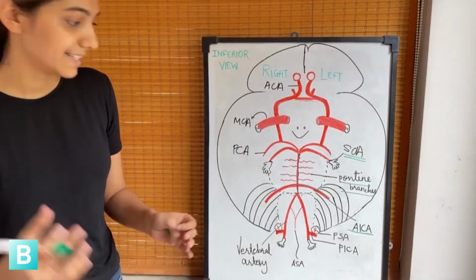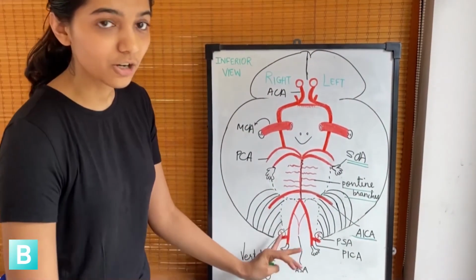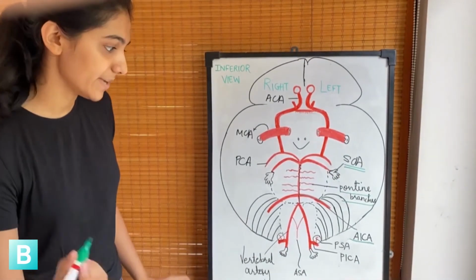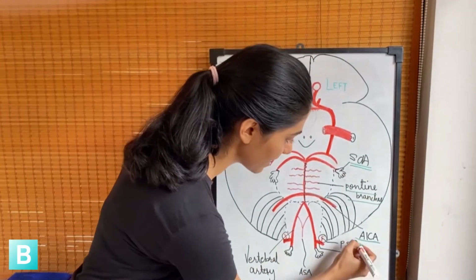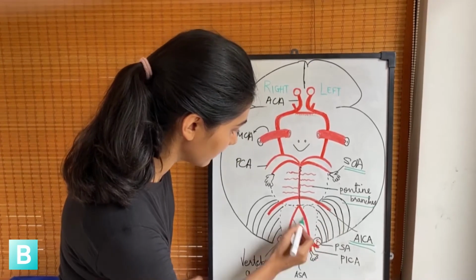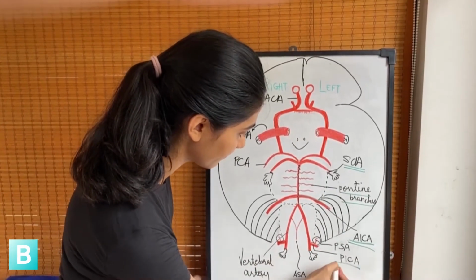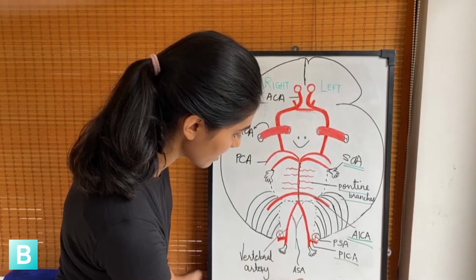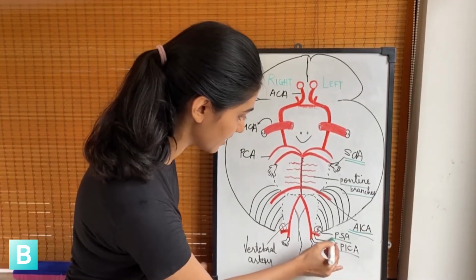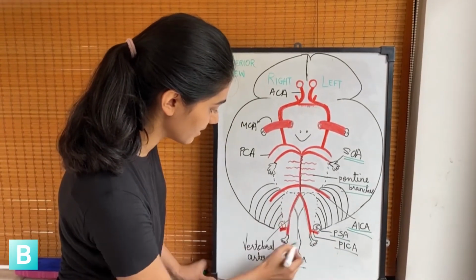Now all the arteries that lie over the medulla and the vertebral column are the arteries that supply the medulla. These are the AICA again, the PICA, the anterior spinal artery, the posterior spinal artery, and the vertebral artery.